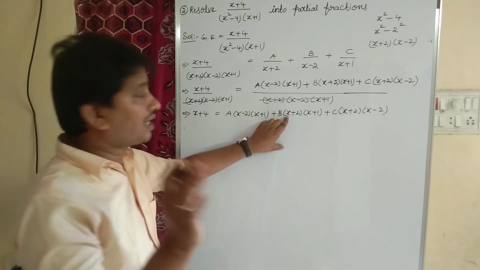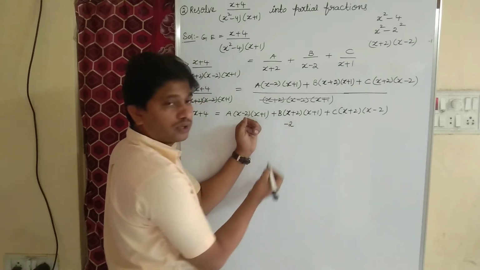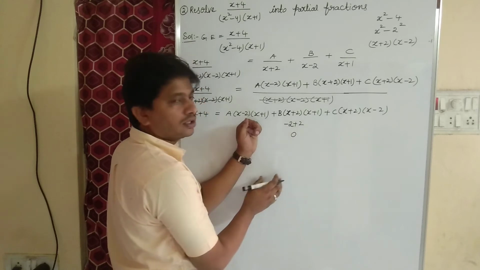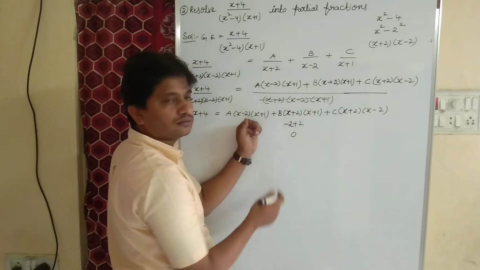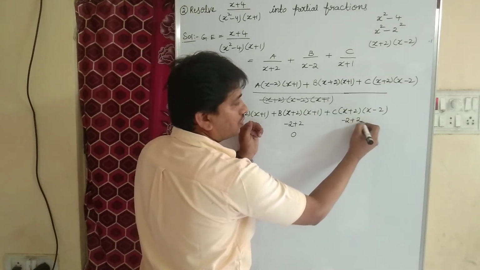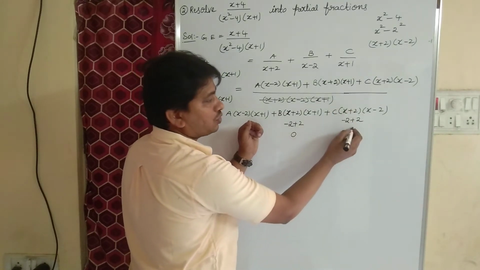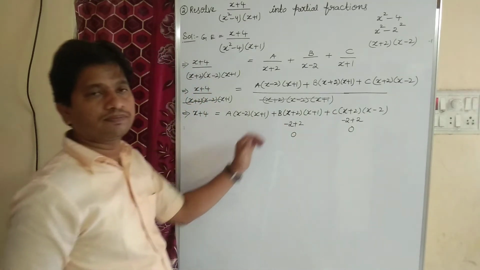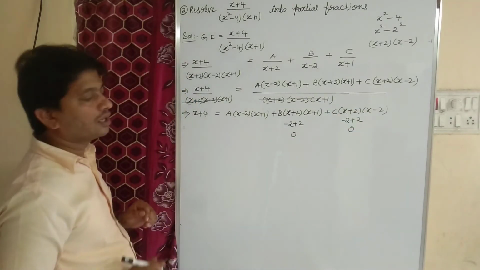Children, listen carefully. Suppose we substitute minus 2 in the place of x. Minus 2 plus 2 becomes 0, right? 0 into something is 0, so this total term becomes 0. Now coming to the third term also, if I substitute minus 2 in the place of x, minus 2 plus 2 becomes 0. So 0 into the total term becomes 0. That means the b value and c value terms are 0, and we will get only the a value, right.